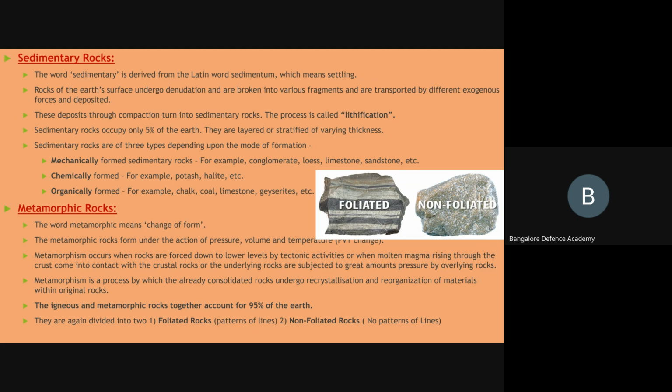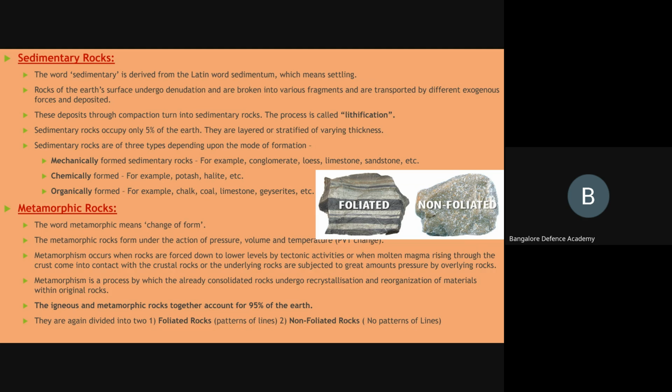Next is limestone, sandstone. Sandstone is nothing but it is made up of sand. Conglomerate is made up of sand along with gravels. Small gravels you can see. In between, the gravel will be there, and this gravel will be cemented by lithification or sedimentation by the sand. This is a mixture of sediments of sand and gravel. Next one is chemically formed, like potash, halite, and organically formed is like chalk, coal.